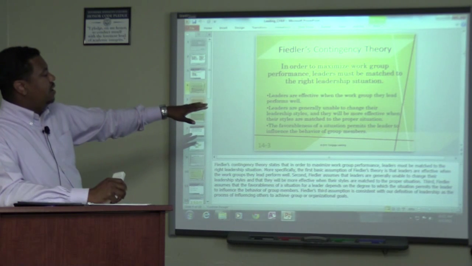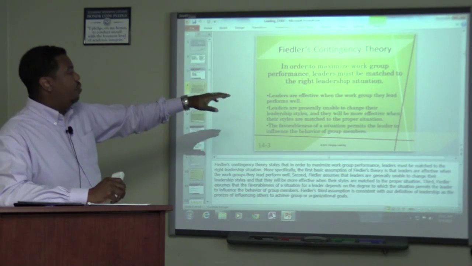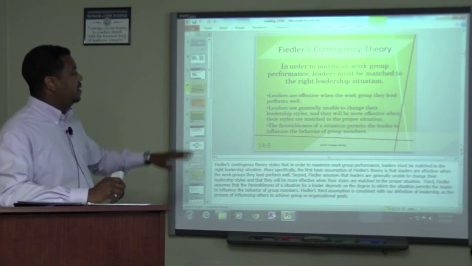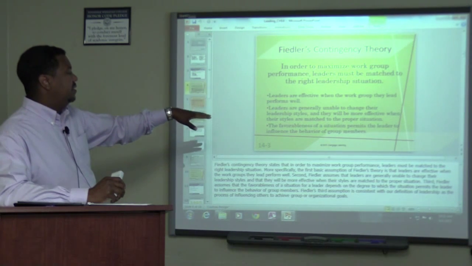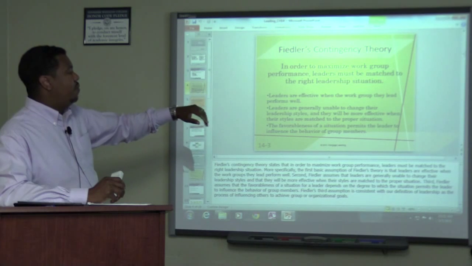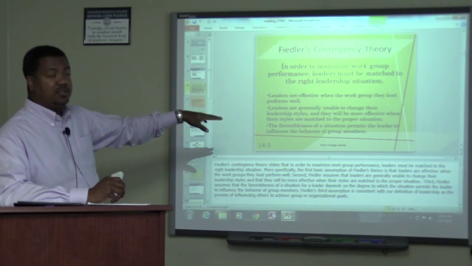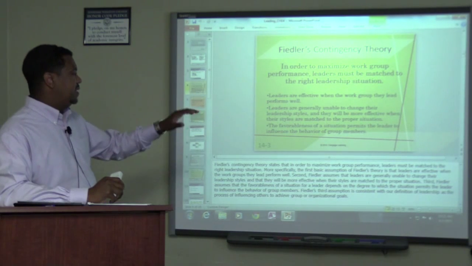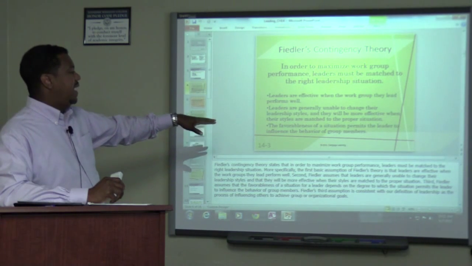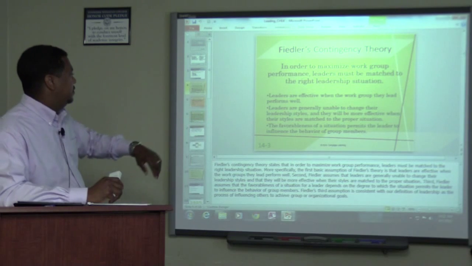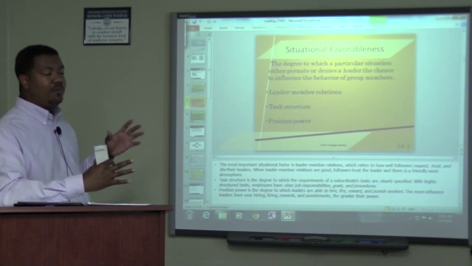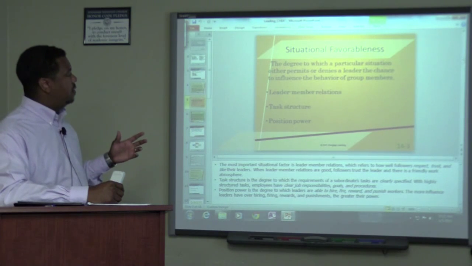So leaders are effective when their work group performs well, when you have great individuals within your organization. Leaders are generally unable to change their leadership style, and they will be more effective when their style is matched to the proper situation. And then the favorableness of the situation permits leaders to influence the behavior of the group members. So let's look at this in a little more detail: what is a favorable situation for leaders?